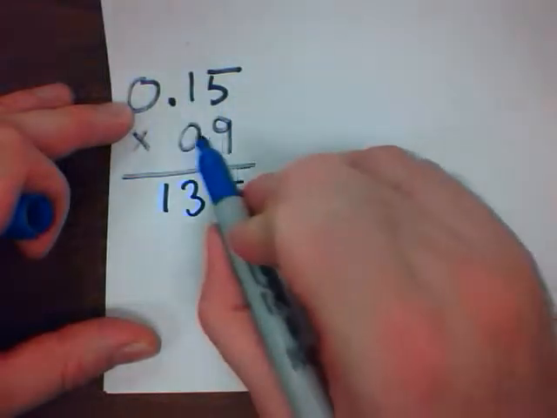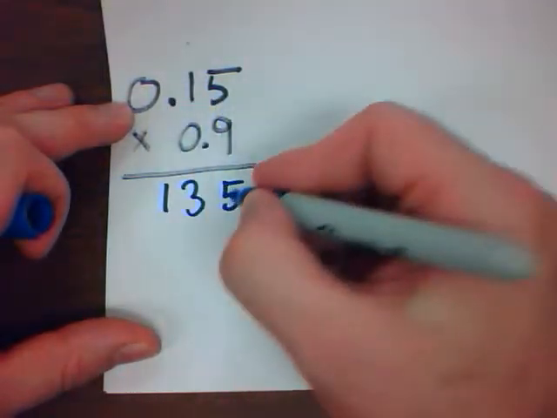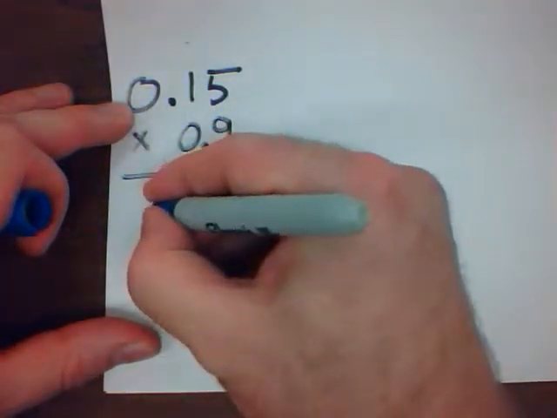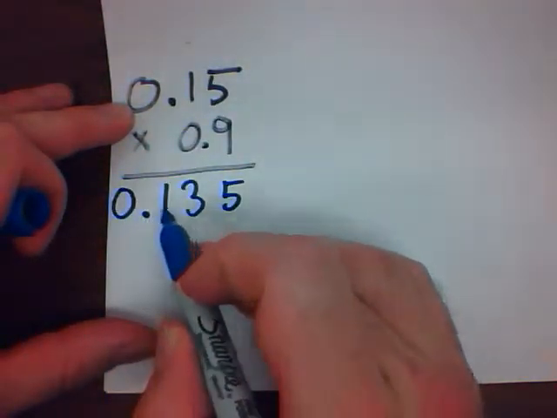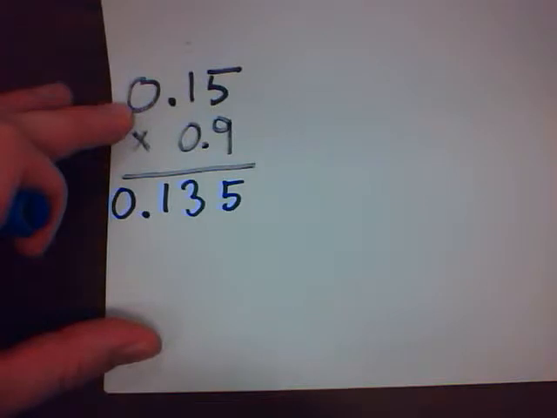I count how many numbers are behind the decimal. 1, 2, 3. 1, 2, 3. Put my decimal, 0 at the front. The answer is 0.135. That is how to multiply decimals.